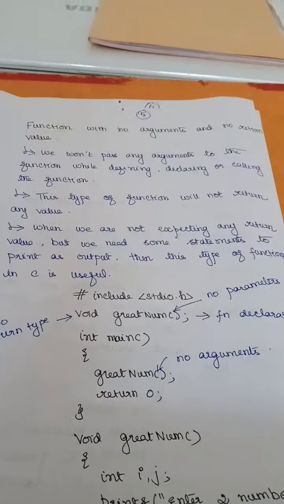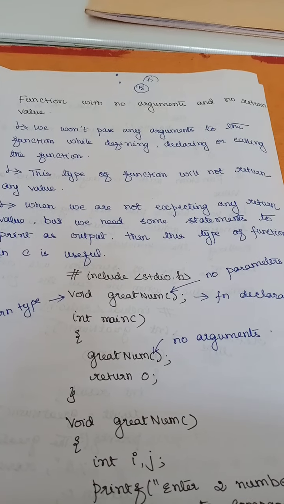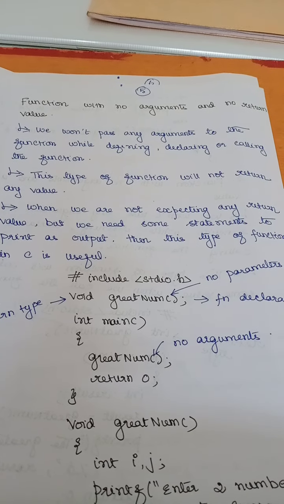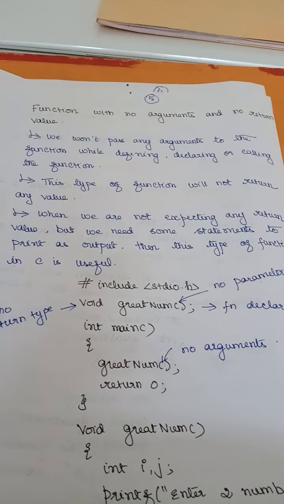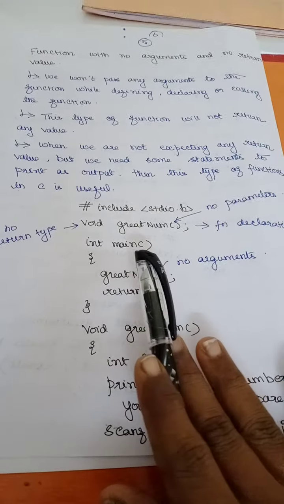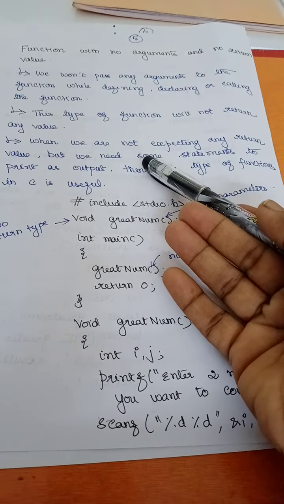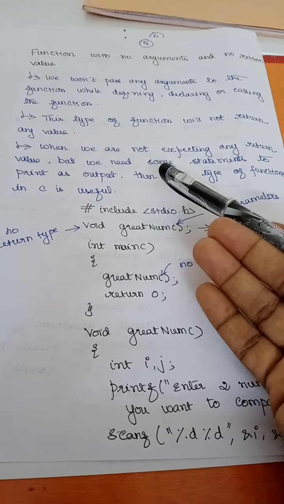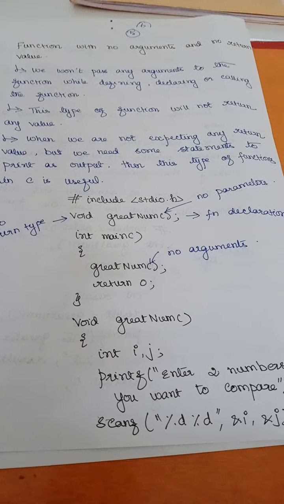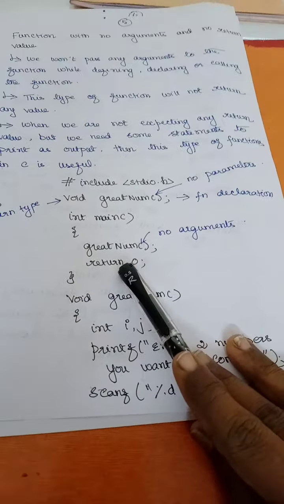Right. So what is the first type we have? Function with no argument, no return type. It is not going to accept arguments and it is not going to return you a value. So we'll move straight to the example, because whatever we have said here is what is given in these statements. And mainly we use these types of functions whenever we want to print something. We'll use this type. Okay, let us move on to the example.